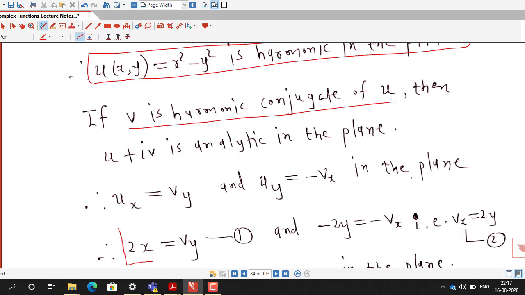So partial derivative of v with respect to y is 2x, and partial derivative of v with respect to x is 2y. So we want to decide what is this function v, and we obtain partial derivatives of v with respect to x and y. So using these partial derivatives we can decide the function v, which is harmonic conjugate of u.